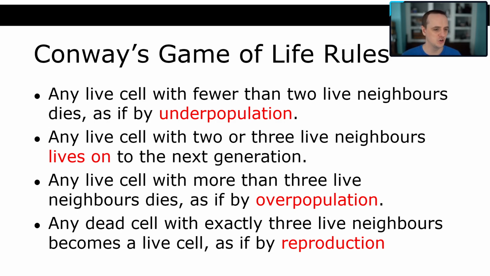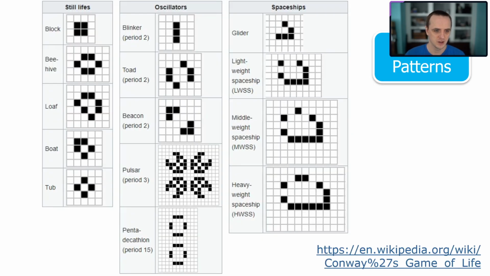So, unlike humans or most life on Earth, there's not 2 parents, there's going to be 3 parents, okay? So if there's ever a dead cell or a blank cell with exactly 3 live neighbors, then it will become a live cell. And if you've never seen the Game of Life before, you might say, oh, what do these rules generate?